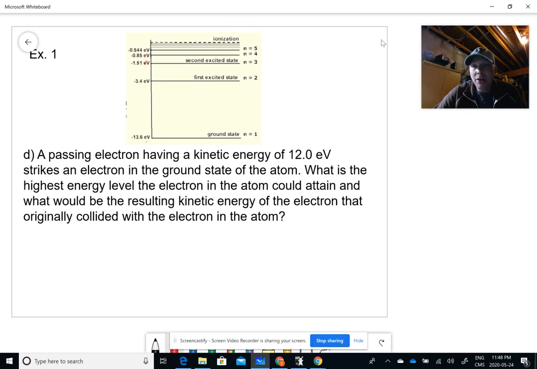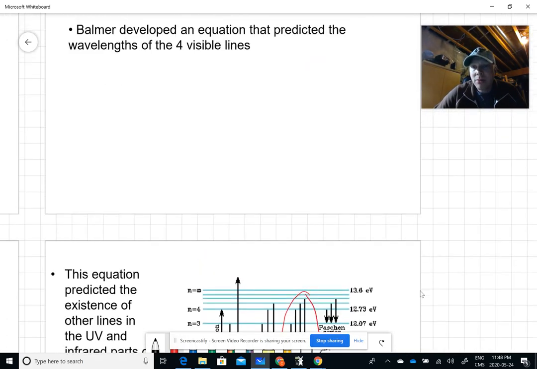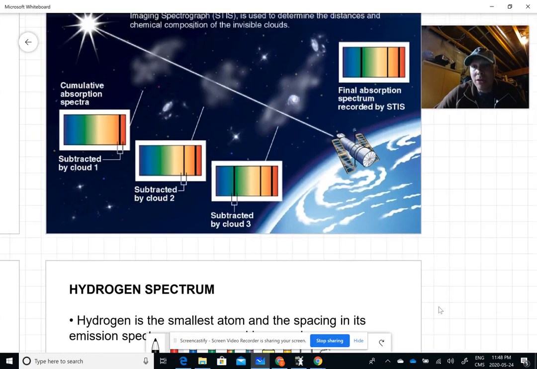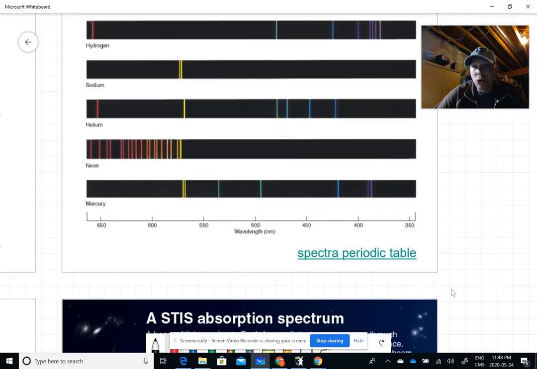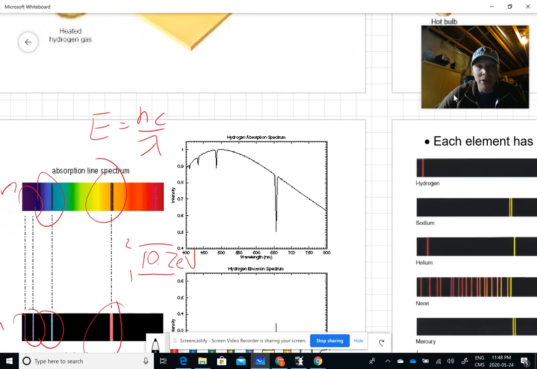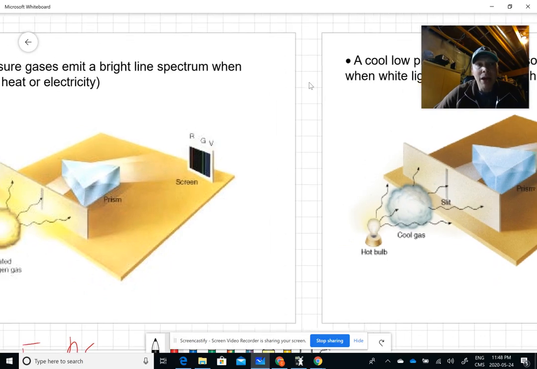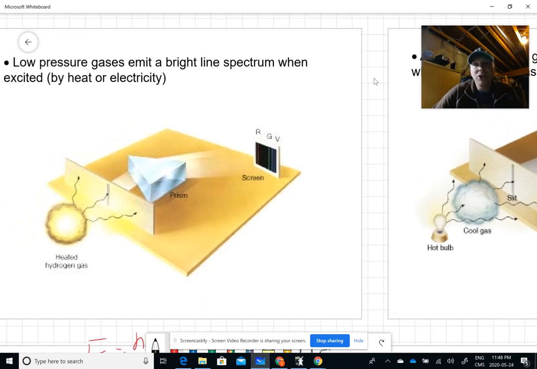The other parts in here that we would focus more on, if we had the diploma, would be talking about these absorption and emission spectra, and just making sure that we have a really good handle on the difference between those.